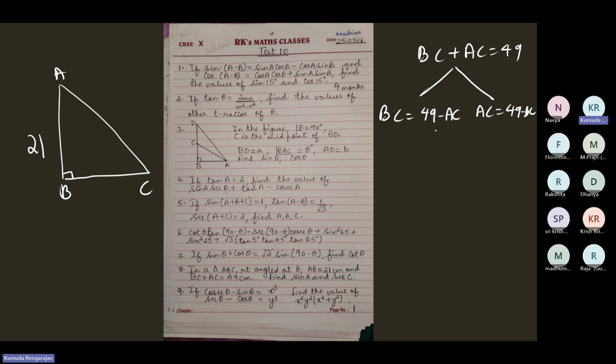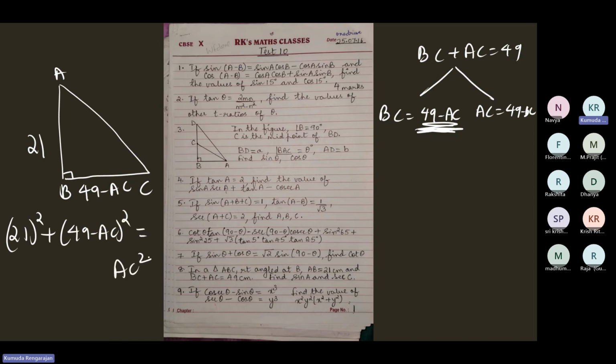Now, supposing you take BC is 49 minus AC. Then let AC be AC only. Now, how do you apply Pythagoras theorem? The square on this side, AB square, 21 the whole square, plus BC square, 49 minus AC the whole square, is equal to the hypotenuse square, AC square. Now you can see that this equation has only one unknown, AC. So you can work this and find the value of AC.